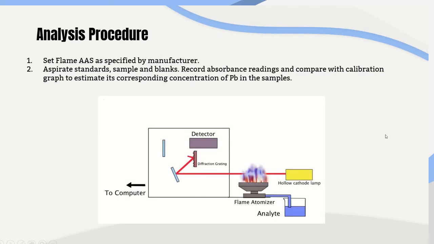And then the analysis procedure. Set the flame AAS as specified by the manufacturer and aspirate the standard samples and blank from here, and record the absorbance reading and compare with the calibration curve just now to estimate its corresponding concentration of lead in the sample.